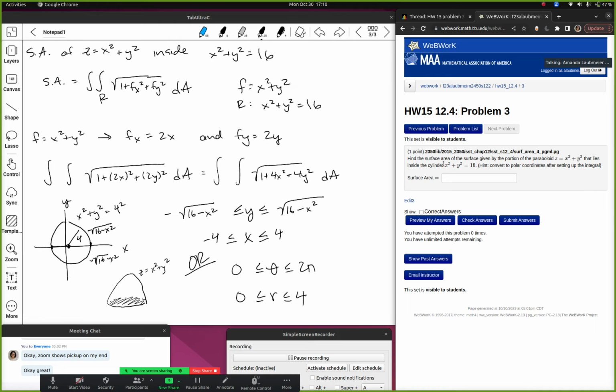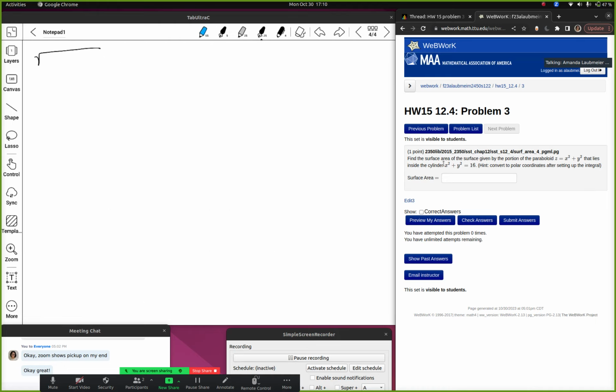And then in order to evaluate this in polar coordinates, we also have to convert the thing that's inside the integral to be in polar. So since we have a 4 times the x squared and times the y squared, we can factor that out separate. And then we can remember that x squared plus y squared is r squared. So we would just get that thing inside the integral is root 1 plus 4r squared.